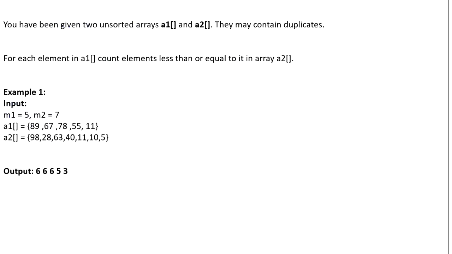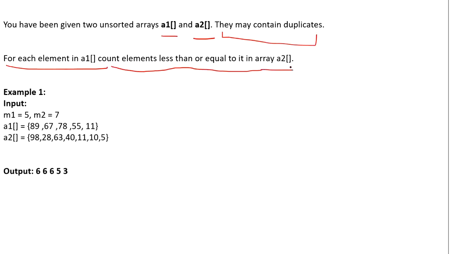So this is the question basically, that you have been given two unsorted arrays A1 and A2, right? So two arrays A1 and A2 are provided to you. Also, they have mentioned that these arrays can contain duplicates also. What we have to do is, for each element in A1, we have to count the elements less than or equal to it in array A2. With the help of an example, you will get a proper understanding of what the question is trying to say.